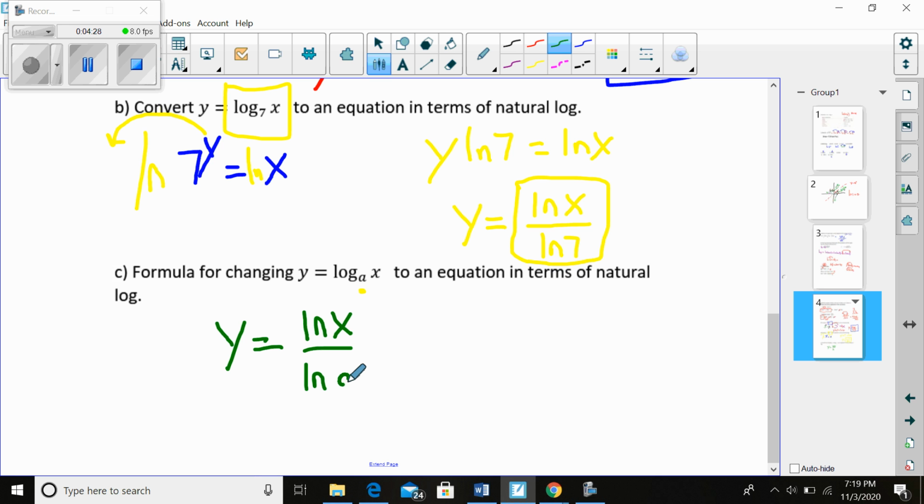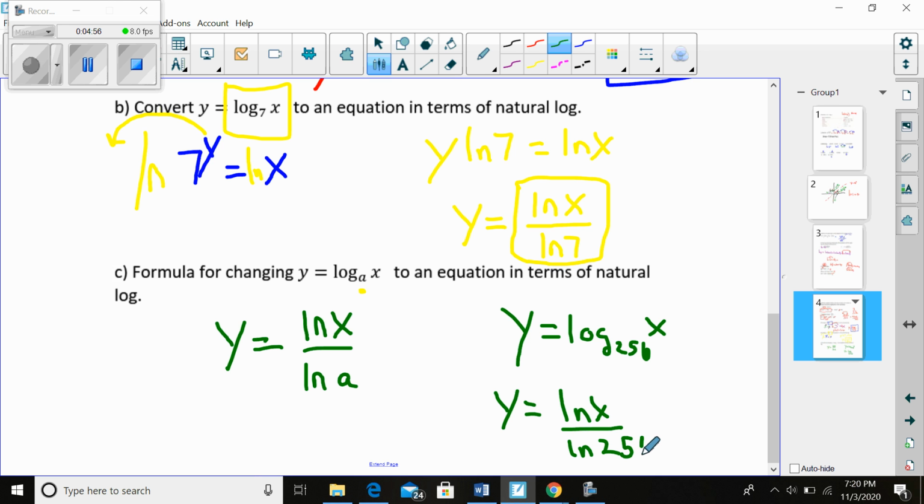Okay, so I hope you said this. That would mean if you had log of, I don't know, 250, base 256, and you wanted to change that to a natural log, you would just say y equals natural log x over natural log 256. Okay, works with any base.